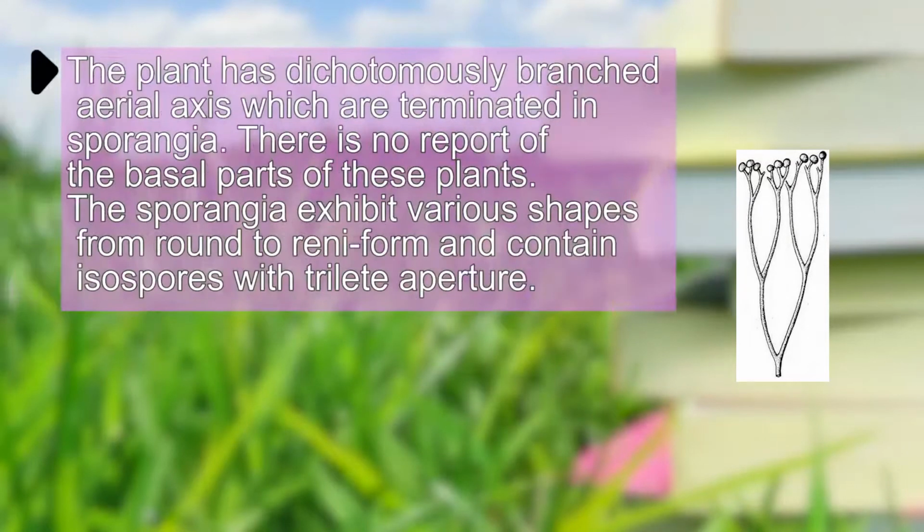The plant is dichotomously branched with an aerial axis which is terminated into a sporangia. There is a basal part of this plant. The sporangia exhibit various shapes from round to reniform and contain isospores with trilete aperture.